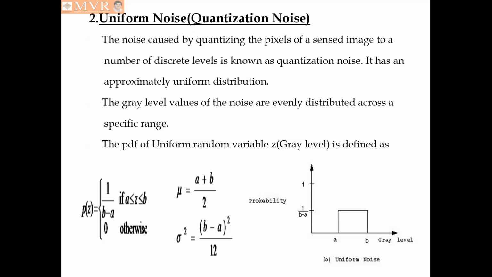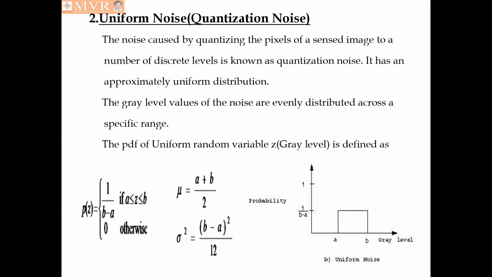So uniform noise is also called quantization noise. The noise caused by quantizing the pixels of a sensed image to a number of discrete levels is known as quantization noise. It has an approximately uniform distribution. That means if the probability density function of the noise present on the image is a uniform probability density function, then the noise is called uniform noise. We know how the uniform probability density function looks.